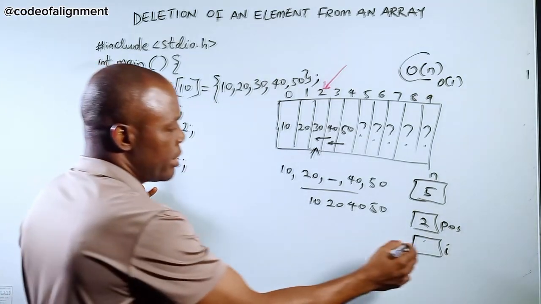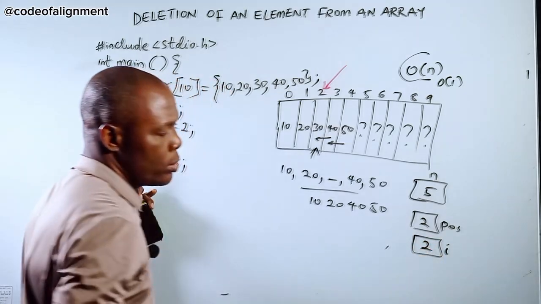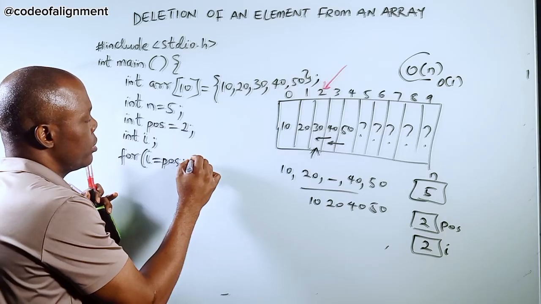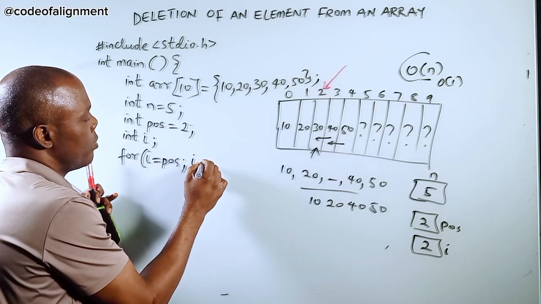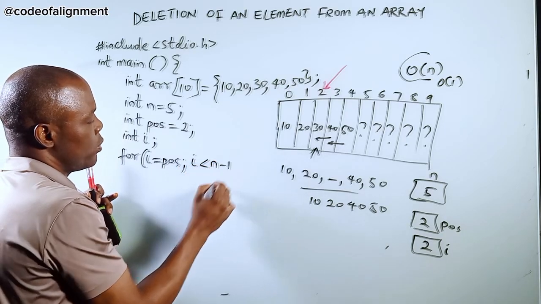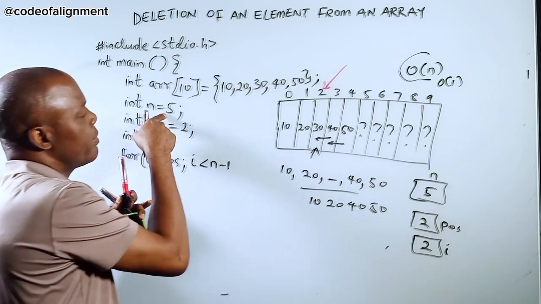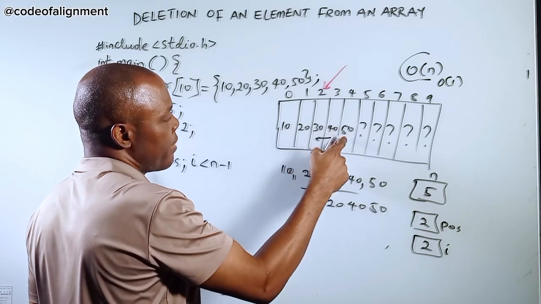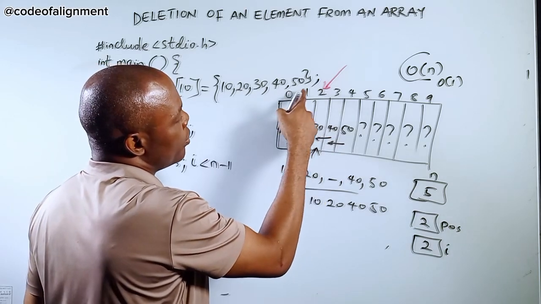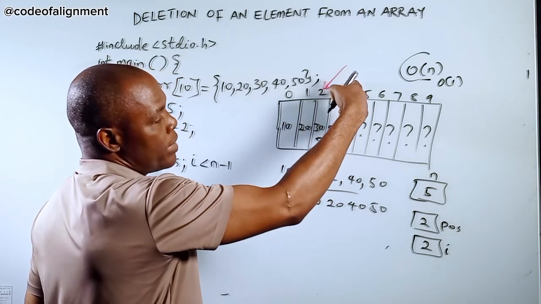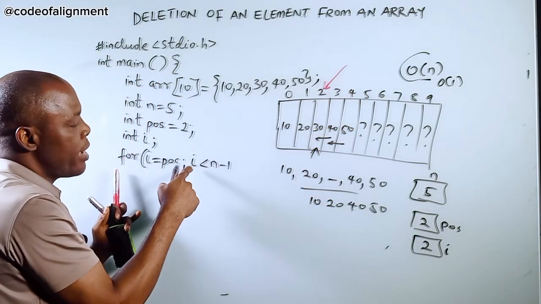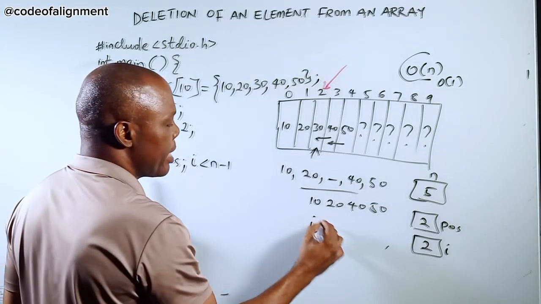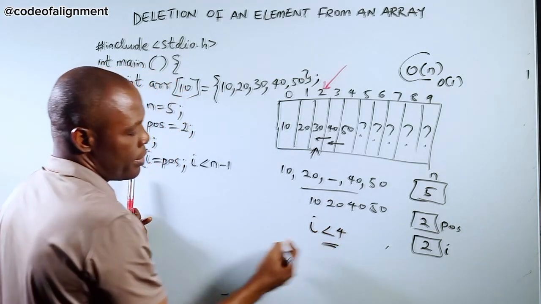So that means I'm going to assign 2 to I. Then I will check my condition. So I is what? Less than n minus 1. So n is 5. So if the element that I'm supplying is 1, 2, 3, 4, 5, the index will be what? 0, 1, 2, 3, 4. So that is less than 5, right? So I less than 4. This is the same thing as saying I less than 4.